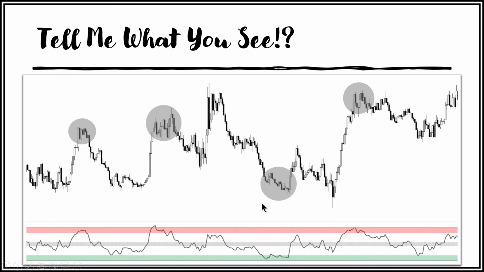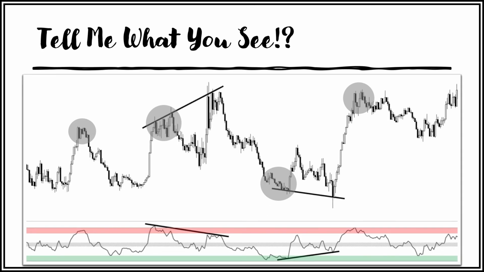Now, next we have divergences. Okay, so right there and there, we get our overbought signal here. The next swing, right, we now have a lower high on the RSI while price made higher highs. Okay, and then same is true for this one. RSI making higher lows while price made lower lows.